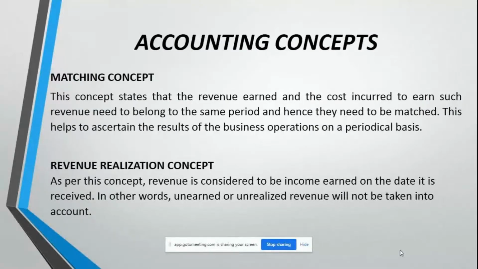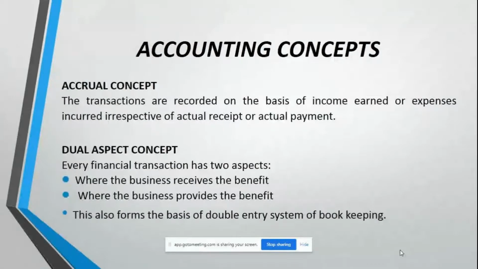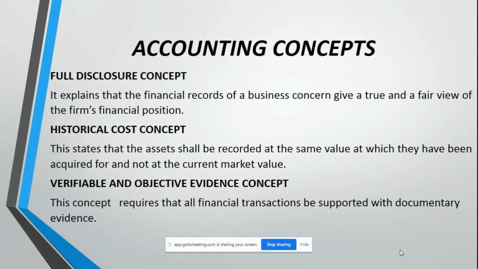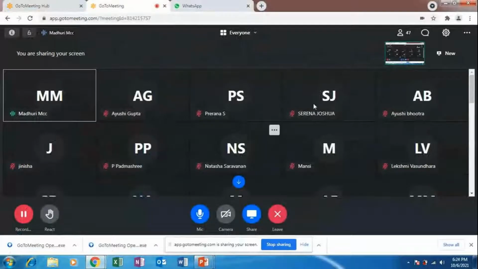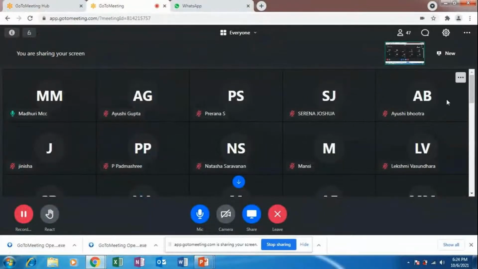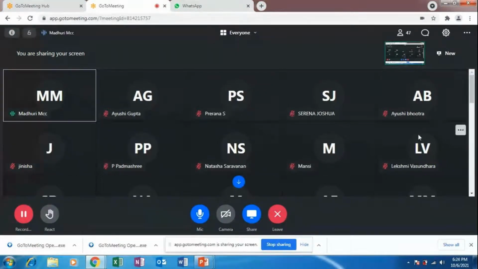So like this, we have covered all these accounting concepts. We have the accrual concept, the dual aspect concept, the full disclosure concept, the historical cost concept, and the verifiable and objective evidence concept. So I hope it is clear for all of you till here. In case you have any questions to ask, you can put them in the chat box or you can unmute yourself and raise your question. Anything would be okay.